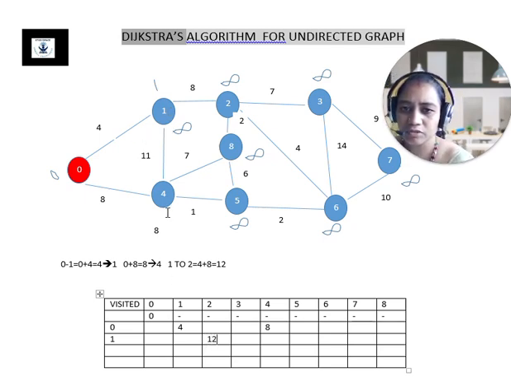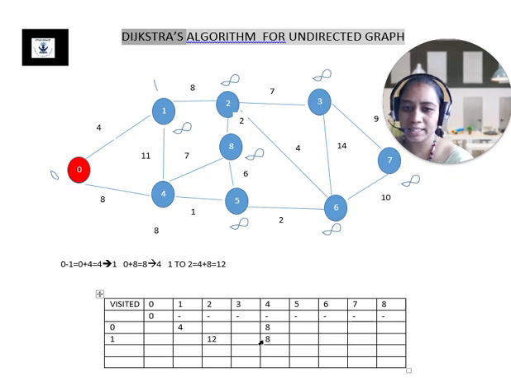Similarly, what is the cost of reaching from 1 to 4? What is the value of 1? The value of 1 is 4, plus reaching from 1 to 4 is 11. So 4 plus 11 becomes 15. So the value of 4 is showing as 15. But 15 is greater than the previous value 8. So don't update it to 15. Write the previous value itself, because that was the least one. So keep it. Now 1 is done.